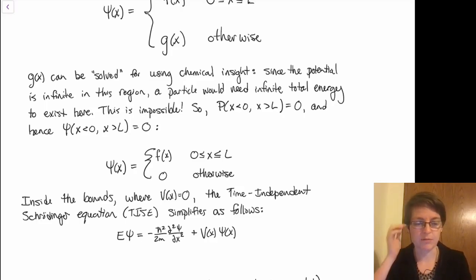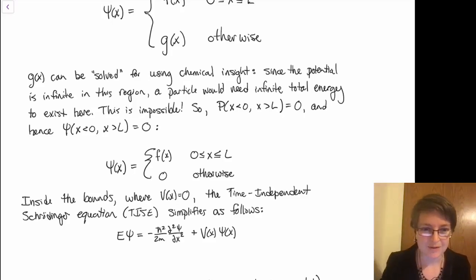So the more interesting part of the problem is, what is the wave function going to look like inside of the box, where the particle actually lives? In order to figure out that wave function, the time-independent Schrodinger equation is going to be our mechanism for solving for the wave function. Now, from last lecture, we learned that the general form of the time-independent Schrodinger equation is E, the energy of the system, times psi, the wave function, is equal to a couple of constants, negative h bar squared divided by 2m, m being the mass of the particle, times the second derivative of the wave function, plus a term that is the potential V of x times psi of x.